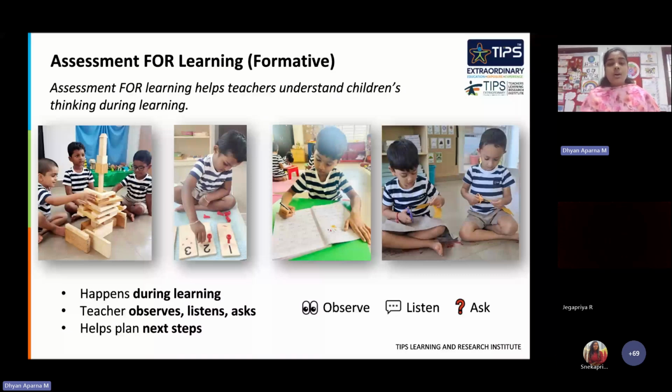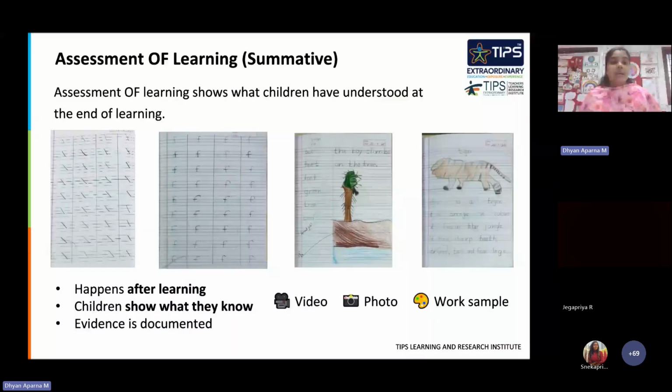So till now we saw how assessment happens during learning. Now let's take a look at what happens after learning. And this is where we go into assessment of learning. Here, assessment of learning shows what children have understood at the end of the learning. Here, learners are given an opportunity to express their understanding independently.